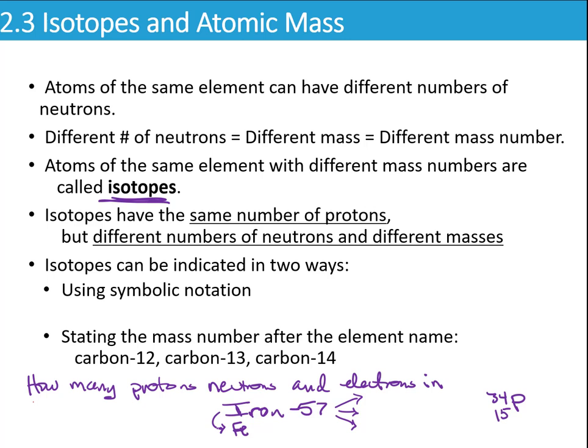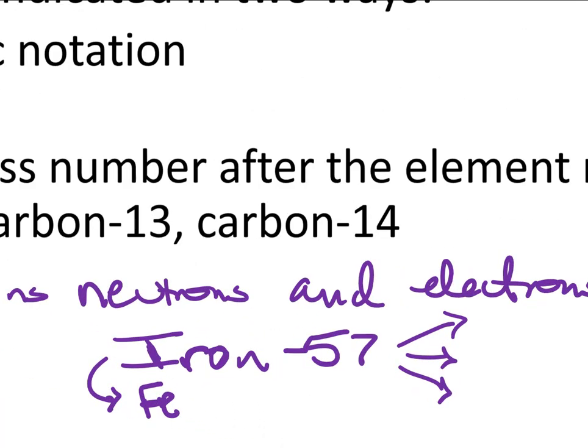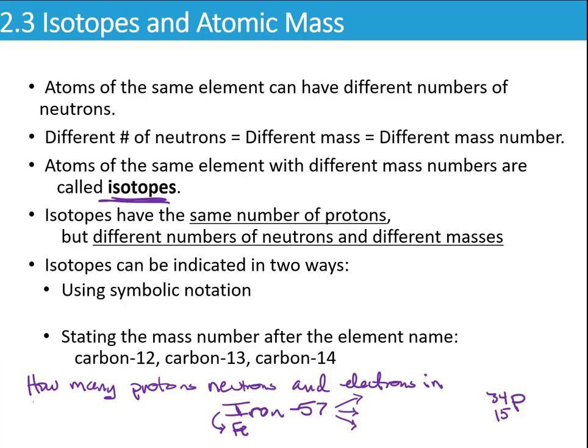Does everybody see it? So how many protons? I have 26 protons. That means I also have 26 electrons. Remember, P equals E: the number of protons is equal to the number of electrons, so I have 26 of those. Those are always going to be the same.